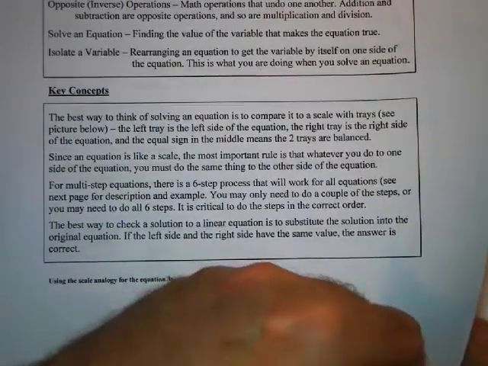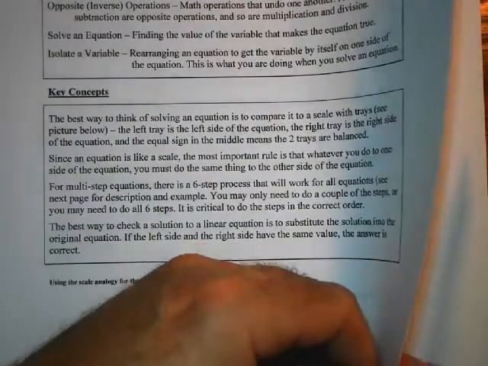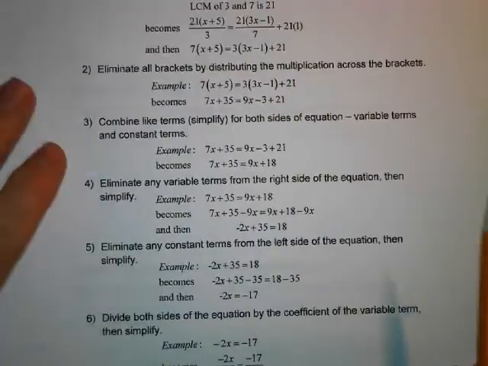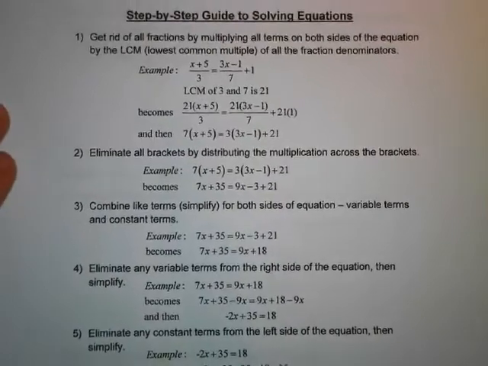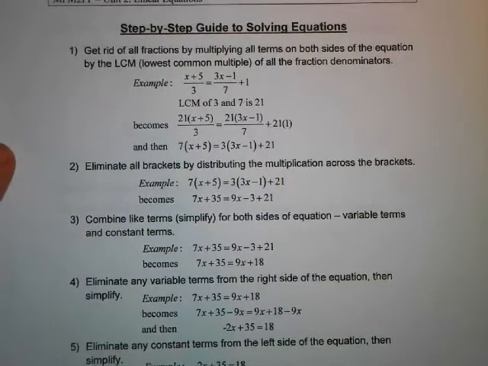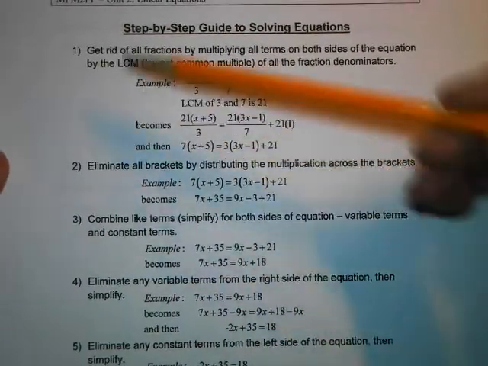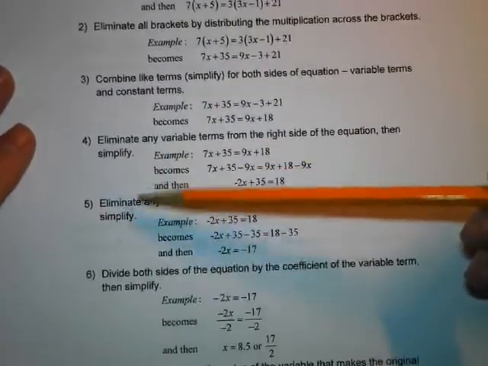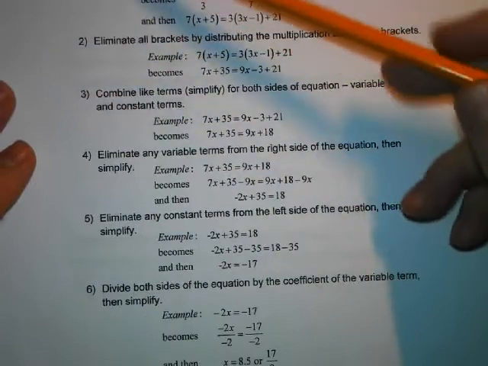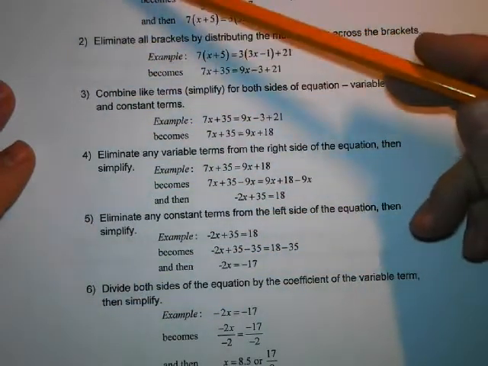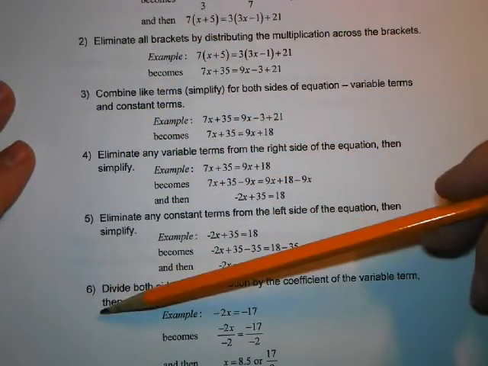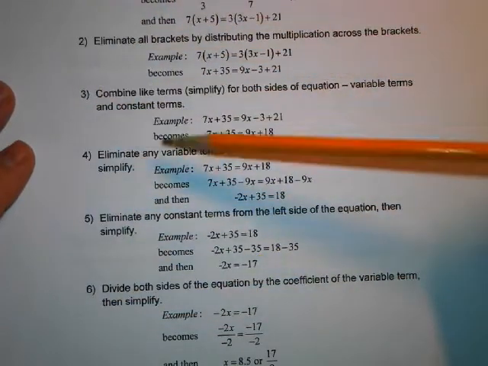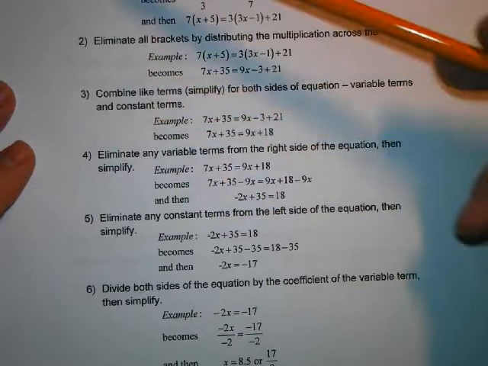So on this next page is the 6-step process, the guide for solving equations. I've numbered all the 6 steps down here. They're in a predefined order, and you need to follow the steps in that specific order. You can't be jumping around doing step 4 and then step 2. You have to go through.